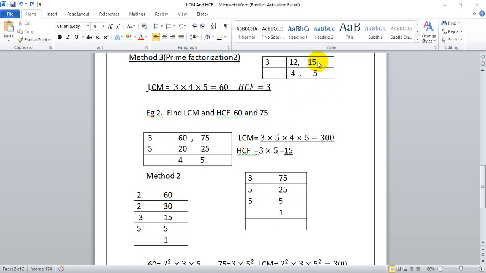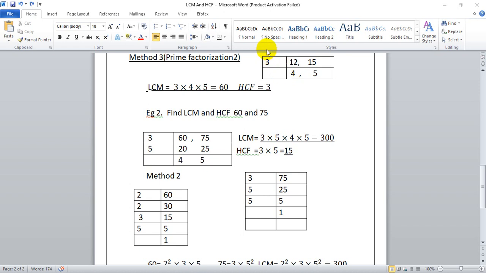12 and 15 both are divisible by which prime number? So 12 and 15 both are coming in 3's table. So divide by 3. 12 divided by 3 is 4 and 15 divided by 3 is 5. Then 4 and 5. 4 and 5 are divisible by which prime number? There is no prime number which is common for 4 and 5. So our division finished here.